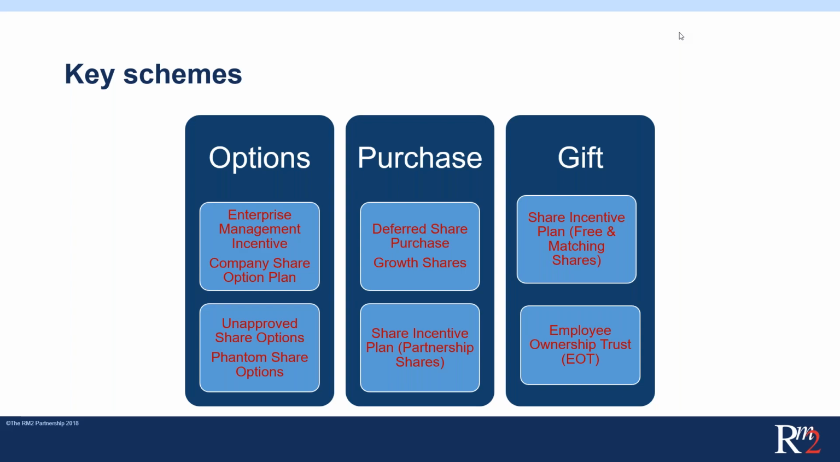You could use a non-tax advantaged share option plan, also known as unapproved share options, which would mirror the effect of the EMI or the CSOP, but all the gains there will be subject to income tax and potentially national insurance rather than capital gains tax.